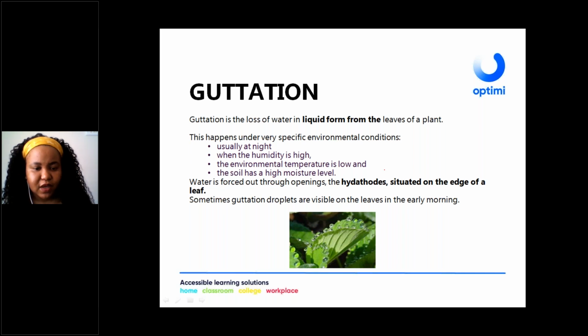Okay, so sometimes you can see the droplets on the plants in the early mornings when you wake up. If you haven't seen it, please just go and observe it in the mornings when you wake up.